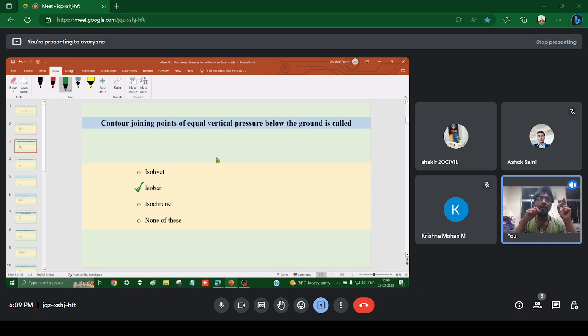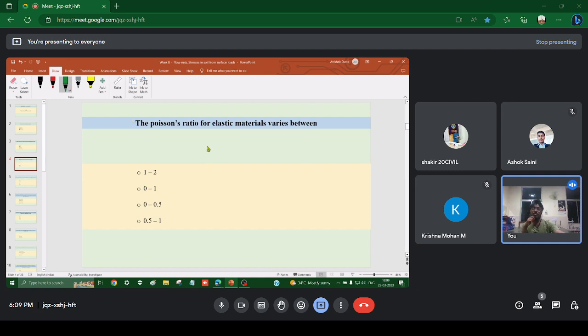I gave you a question about pressure bulb, and I'll be coming to that. So, the contour joining points of equal vertical pressure below the ground is called an isobar.